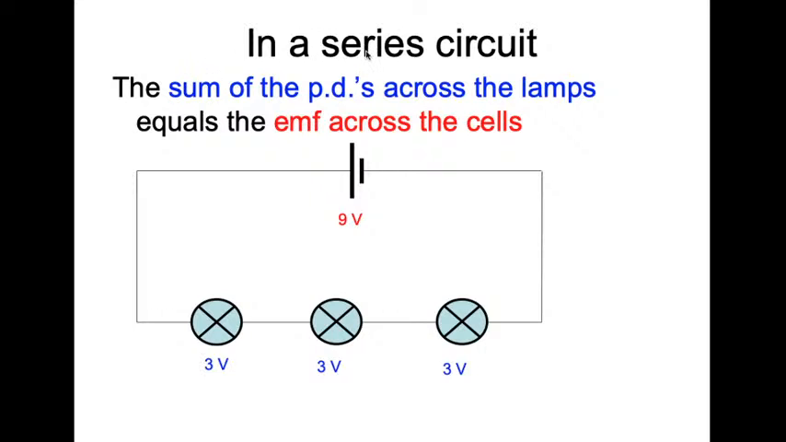So for voltage, the sum of the potential differences, so again we're looking at a point before and after each lamp rather than before and after the cell, because that's electromotive force. But the sum of all the potential differences across all three lamps needs to equal the electromotive force across the cell, or cells if you have more than one. So our voltage supplied by the cell needs to equal the potential difference across each lamp.